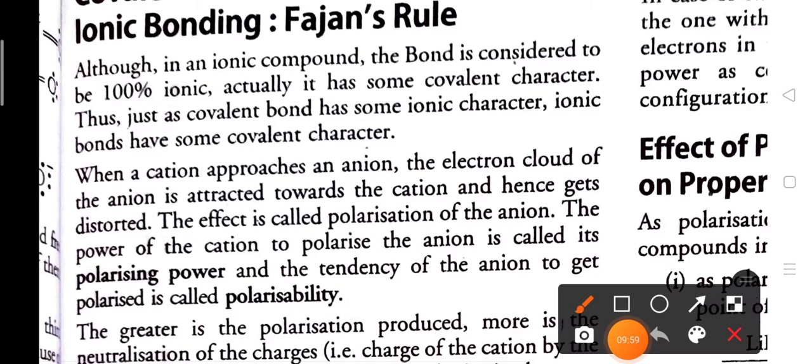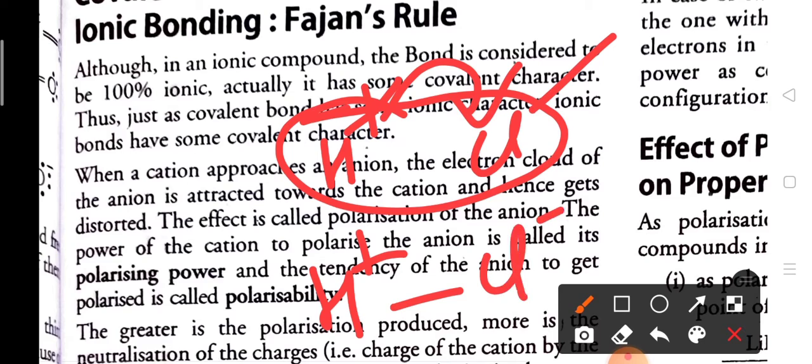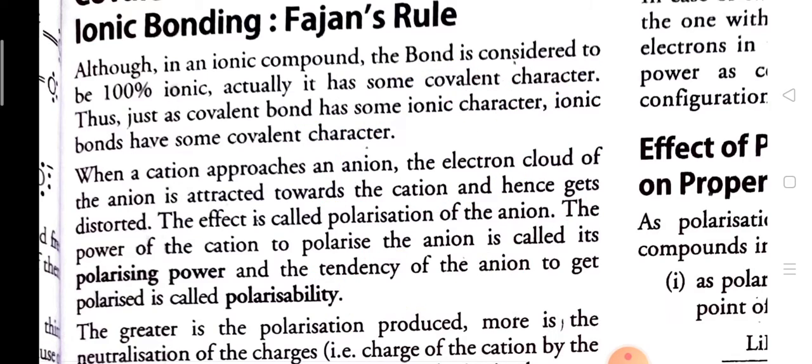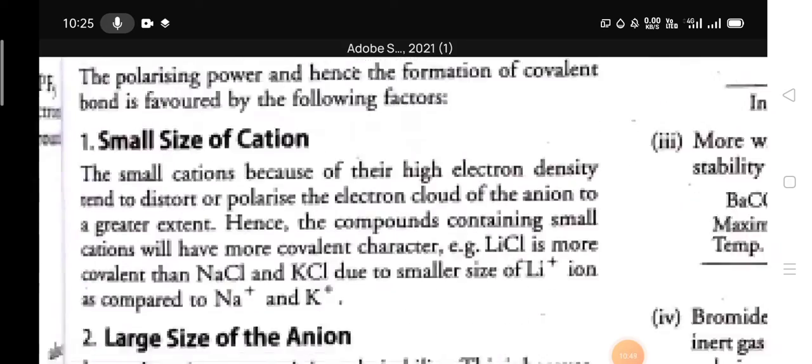What is polarization? For example, this is a molecule of HCl. We know that Cl is negative and H is positive. So when H positive is attracted towards Cl negative, polarization occurs between these two elements. The power of the cation to polarize the anion is called its polarizing power. This is an important line.